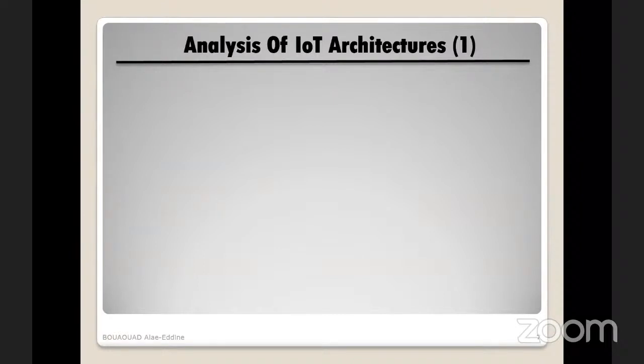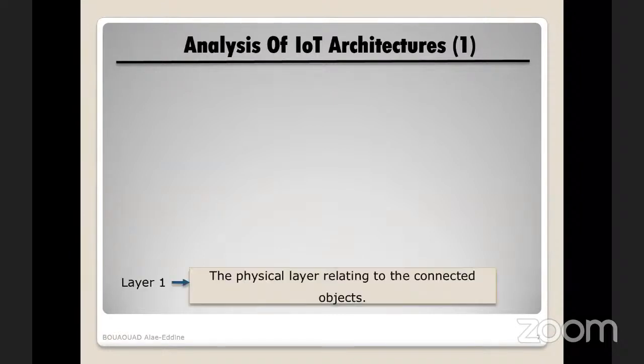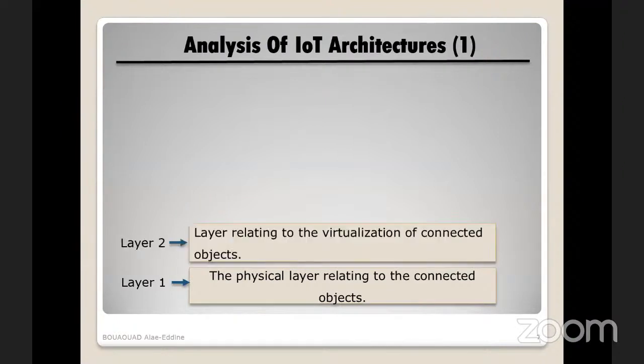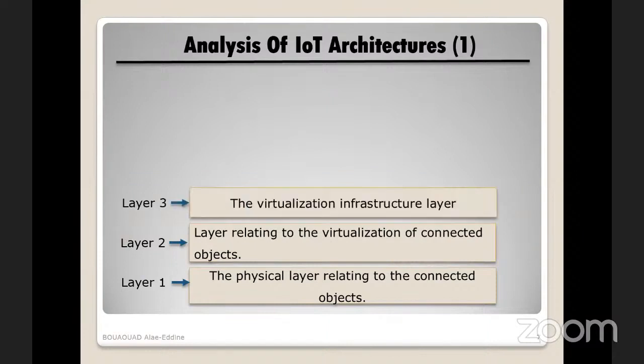We were able to identify 12 layers. The first layer is the physical, relating to the connected objects. Layer number 2 is the layer relating to the virtualization of connected objects. Layer number 3 is the virtualization infrastructure layer, which corresponds to the different technologies used to instantiate virtual objects.